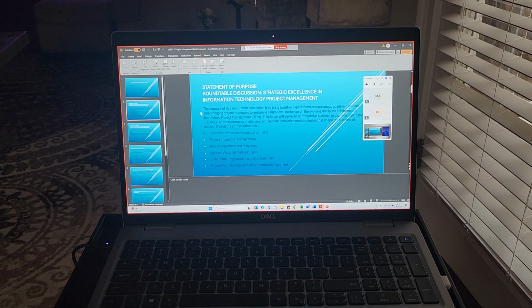Today, our focus will be on five project management topics: project integration management, risk management and mitigation, agile versus waterfall methodologies, stakeholder engagement and communication, and project portfolio management and strategic alignment.